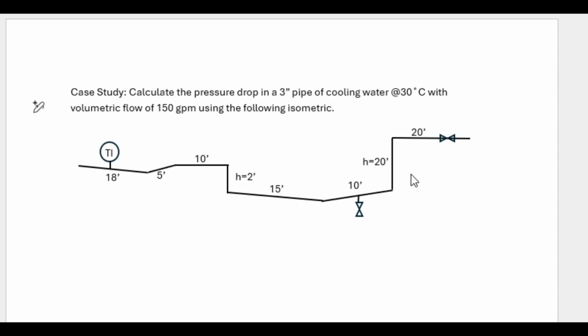Here's a case study: calculate the pressure drop in a 3-inch pipe. In this pipe, there's cooling water at 30 degrees Celsius and a volumetric flow rate of 150 gallons per minute. And use the following as metrics: the length of the pipe, the elevation, downward and upward, and the fittings. You have a 45 degree elbow, 90 degree elbow, drain, outlet, and entrance, temperature probe, and a valve.